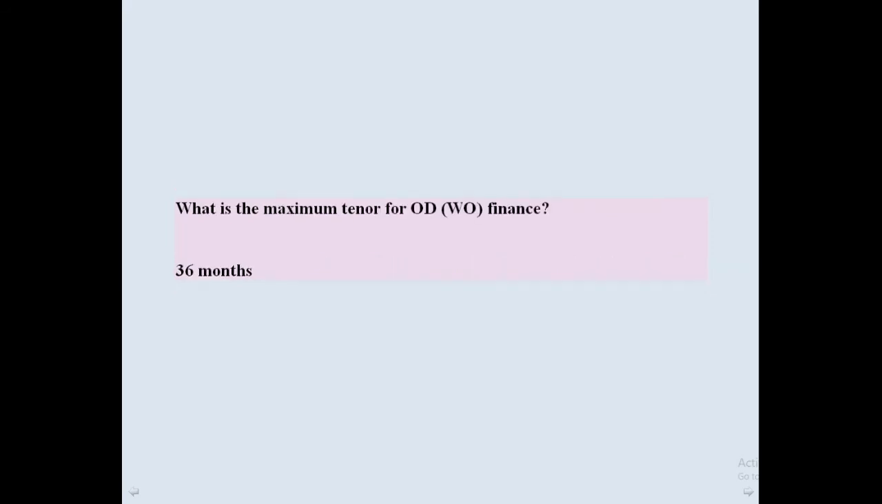What is the maximum tenor for OD/WO finance? 36 months. In RMG financing, fund coverage means difference between export asset and export liability. Section 33 is about auction notice. Second execution case to be filed within 1 year of filing the first execution case. Period of time when filing of second execution case is barred by law: 6 years. In case of hypothecation, the banker-customer relationship is debtor-creditor.